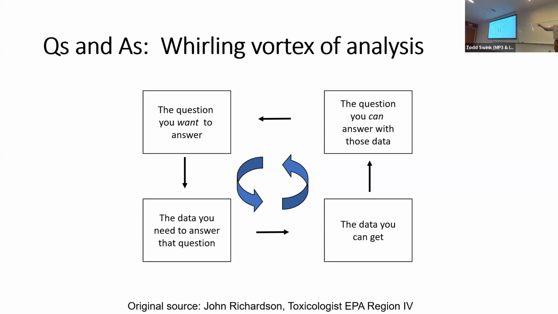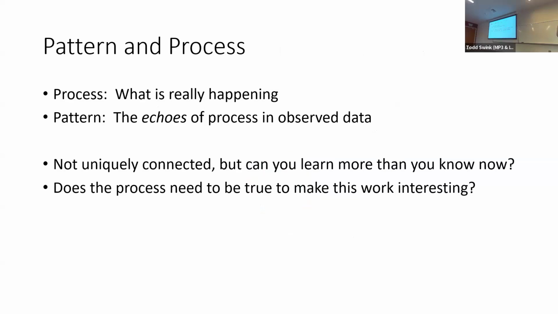And then what questions can we answer with the data we see? And then how close is that to what we want? And we just keep going around, trying to learn more each time around the cycle. So the process is what's really happening, and the pattern is the echoes of the process in your observed data.